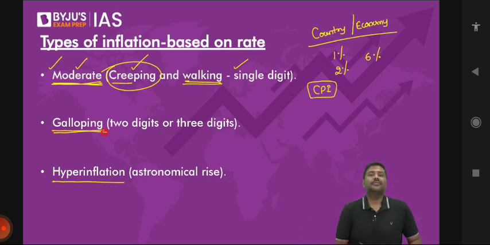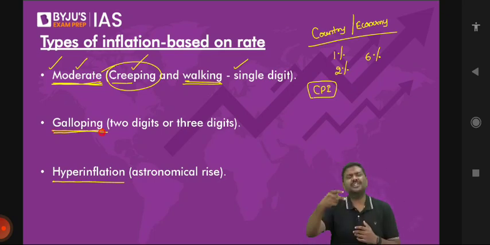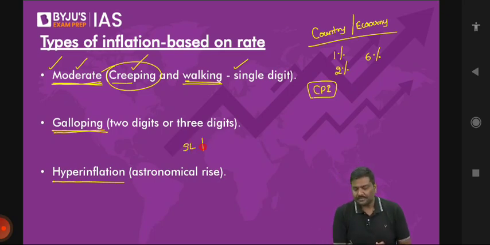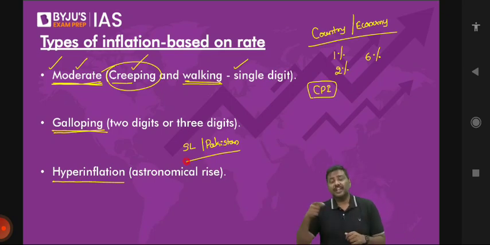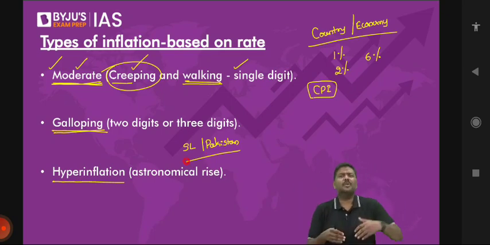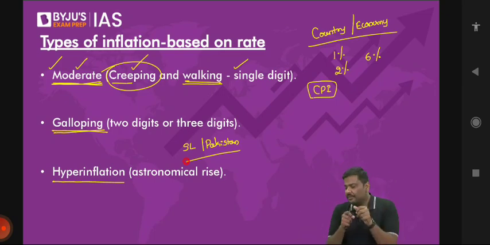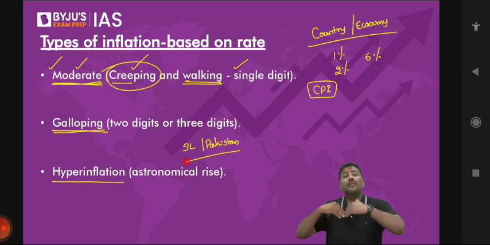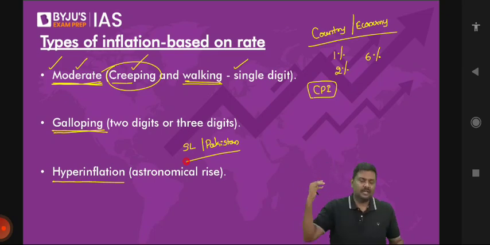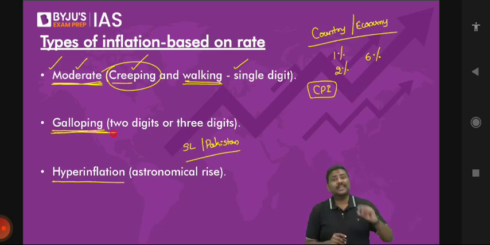Galloping rate of inflation: the rate of inflation goes above 10%, two-digit numbers, three-digit numbers. Can I give you current affairs examples? Sri Lanka, Pakistan. Have you not seen these countries experiencing double-digit inflation rates? Sri Lanka experienced, let's say, a 25% inflation rate. It experienced an 18% inflation rate. The same is applicable to Pakistan also. At one point of time, the inflation rate in Pakistan had gone beyond 25%. So the argument is simple. Whenever the inflation rate goes above 10%, that is in double-digit or triple-digit numbers, that is called a galloping rate of inflation.